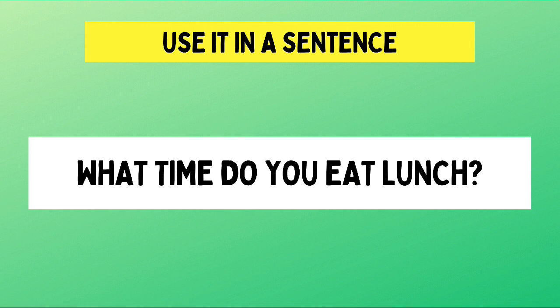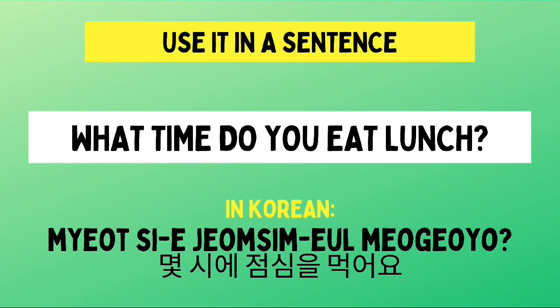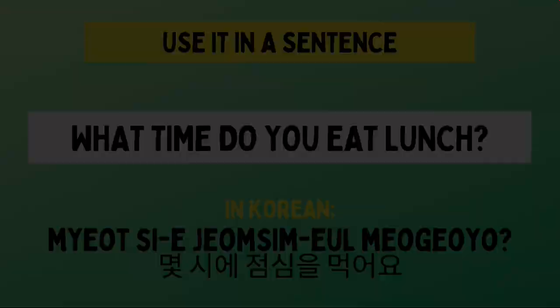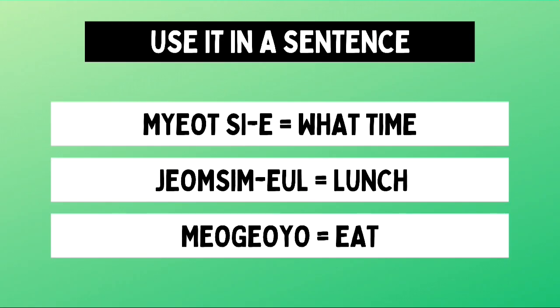Now let's try to look at this example English question itself. What time do you eat lunch? Again, what time do you eat lunch? The Korean translation of this is 몇 시에 점심을 먹어요? Again, 몇 시에 점심을 먹어요? This sentence could be subdivided into three. The first part is 몇 시에.